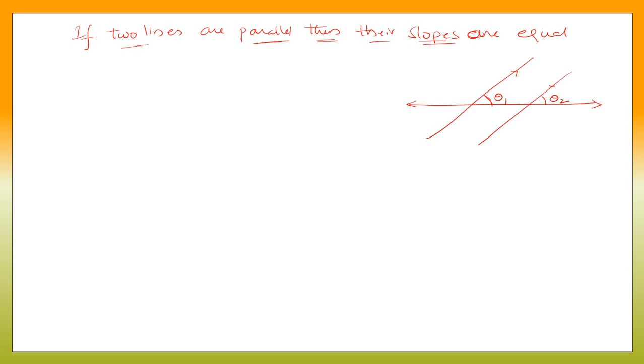Now clearly, these two lines are parallel, right? If these two lines are parallel, then this line is acting as a transversal. When it is a transversal, we know that the corresponding angles are equal. So from this, if lines are parallel, suppose this is line L1 and this is line L2, L1 is parallel to L2, then clearly theta 1 is equal to theta 2.